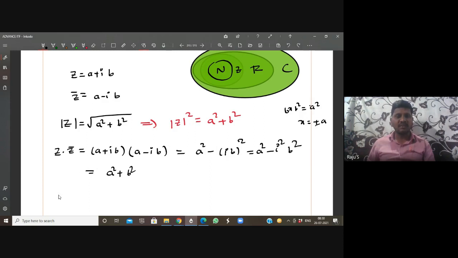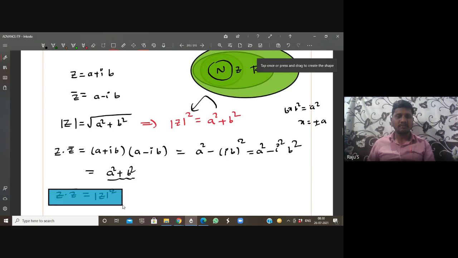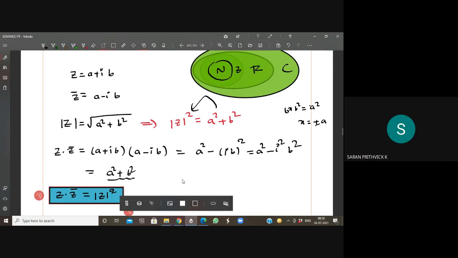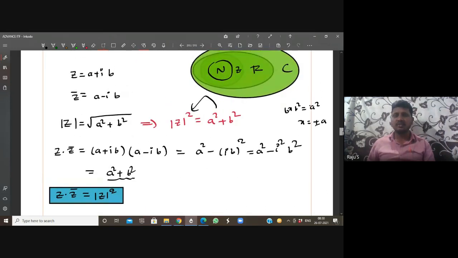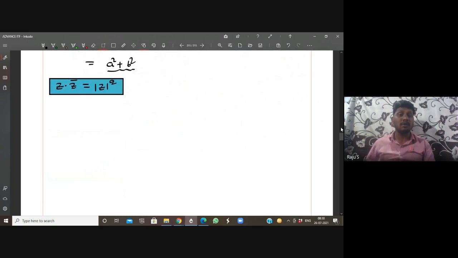Okay, so the left side is z into z conjugate. We got a square plus b square. What is the value of a square plus b square? Shall I write modulus? Is it clear? z into z conjugate is what? Modulus z square. Remember this. This is one of the important properties actually. z into z conjugate is always equal to modulus z the whole square. Okay.